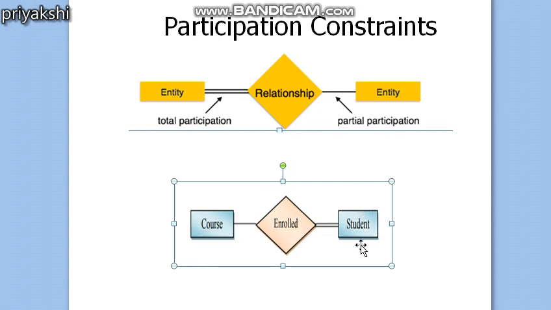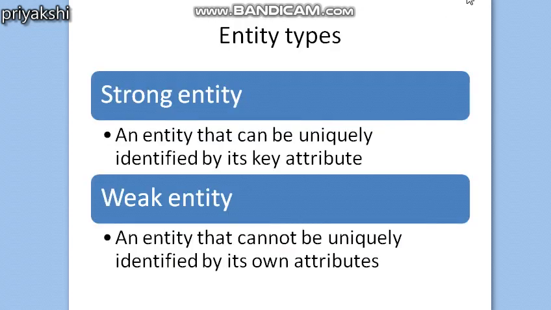So here the students' participation is compulsory, or we can say total participation, because a student has to take at least one course, but a course may not participate in the relationship because in that particular course no student has enrolled. So this is the example of participation constraints in which total and partial participation exist, where total participation is represented by this double line and partial participation is represented by this single line.